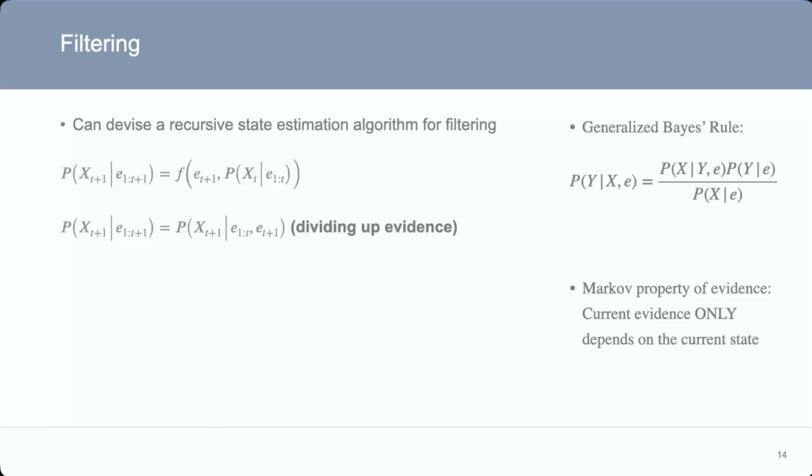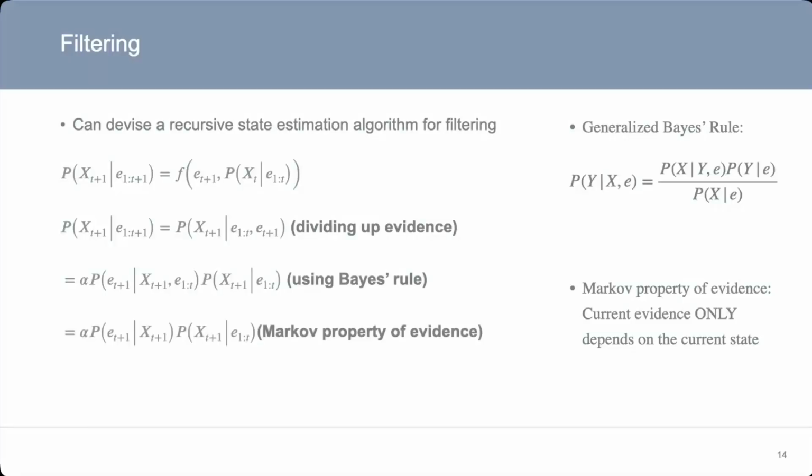We can first divide up the evidence into 1 to t and then t plus 1. Now, after using Bayes rule, we can write it as this. And now, since we know that the current evidence in the second term, e_{t+1}, depends only on the current state, that is x_{t+1}, we can simplify it further, and that gives us the final formulation.